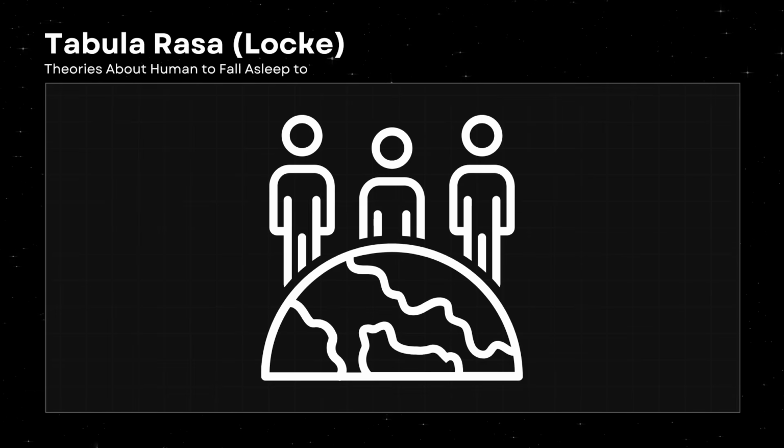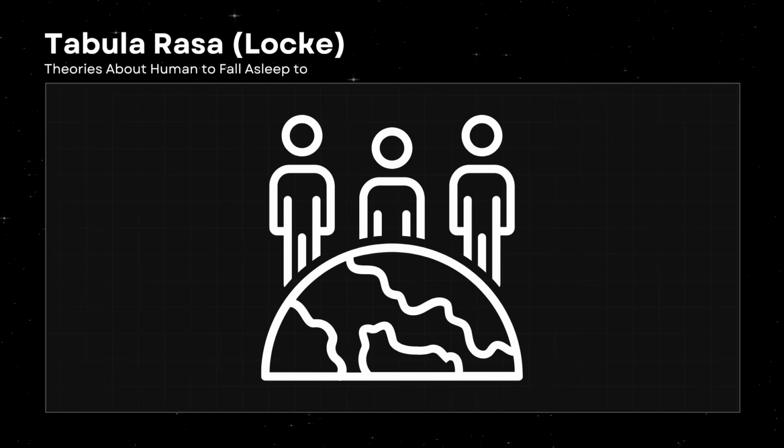Locke's view means that differences among people come not from something they are born with, but from what happens to them after birth. A child raised in a loving home will learn different things than one raised in fear. A person exposed to music from a young age may become a skilled musician. Another who grows up around books may grow into a strong reader. These skills and traits are not built in.